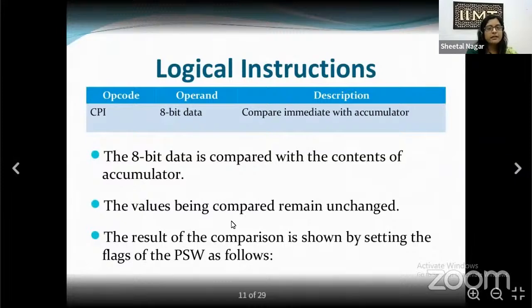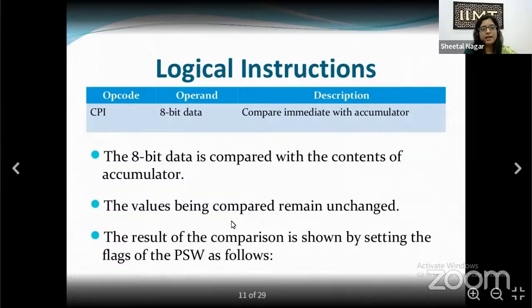Now CPI, compare immediate. The last instruction was CMP, compare. The next compare instruction is CPI 8-bit data. In this case, the operand, which is any 8-bit data, will be compared immediately with the contents of the accumulator. The 8-bit data is compared with the contents of the accumulator. The values being compared remain unchanged.